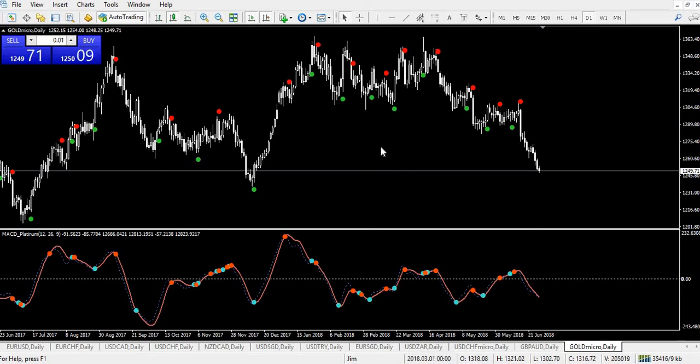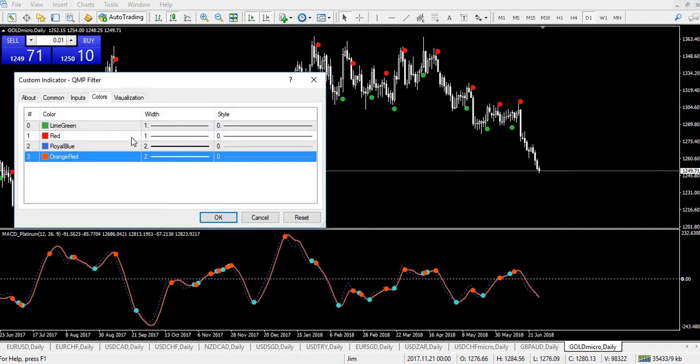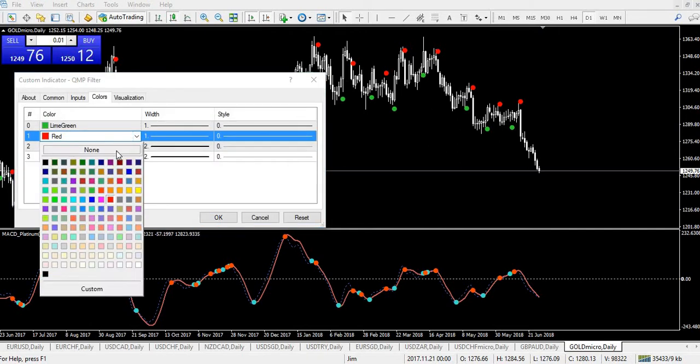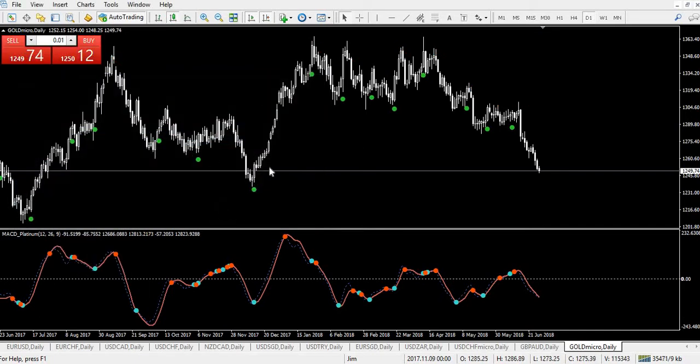So what I do even further, say I was only going to concentrate on bullish divergence, so hidden bullish divergence, all I do is go to my QMP filter, into the settings, and the red dots, I don't want to see them, so I just change the colour to none. So I just leave the green dots. Now I can put all my effort, all my concentration, into the green dots.